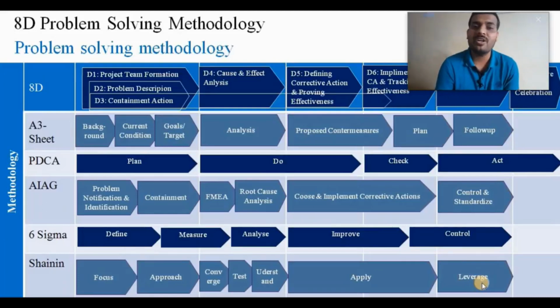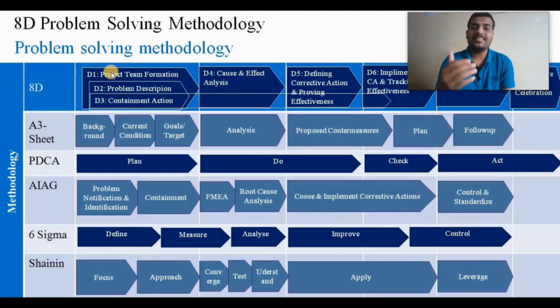Generally, this Shainin methodology uses the thinking of moving from green Y to red X, that is from the output variable to the potential causes. All the other problem solving methodologies like 8D, Six Sigma or PDCA are traditional problem solving methodologies in which the thinking is from X to Y. So this is an overview of various problem solving methodologies.